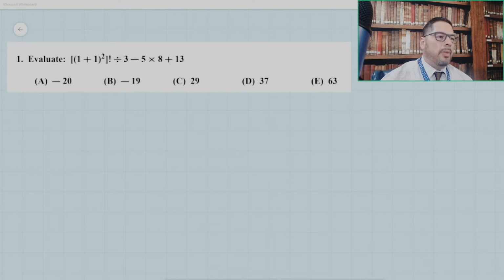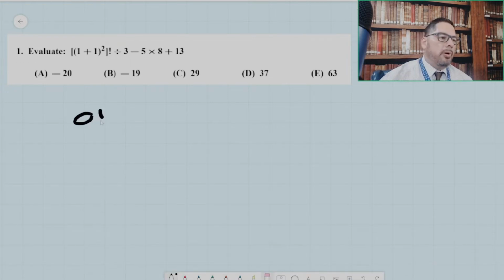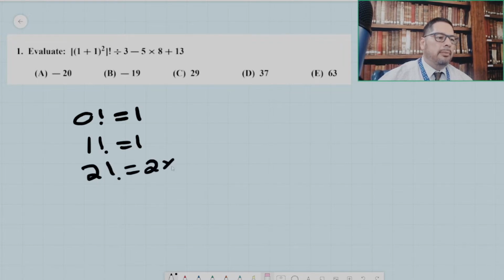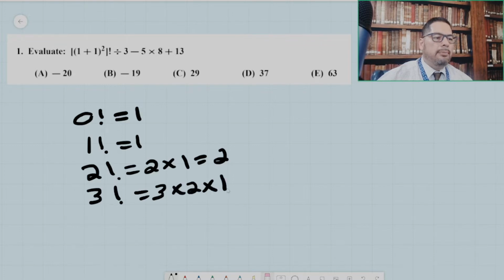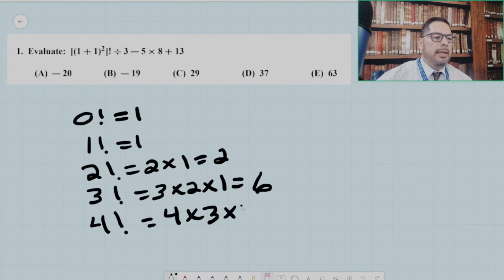So the factorial, we should note, is just the product up to that number. I believe that 0 factorial is defined as 1. 1 factorial is defined as 1. 2 factorial is defined as 2 times 1, which is equal to 2. 3 factorial is 3 times 2 times 1, which is equal to 6. 4 factorial is equal to 4 times 3 times 2 times 1, which is equal to 24, and so forth.